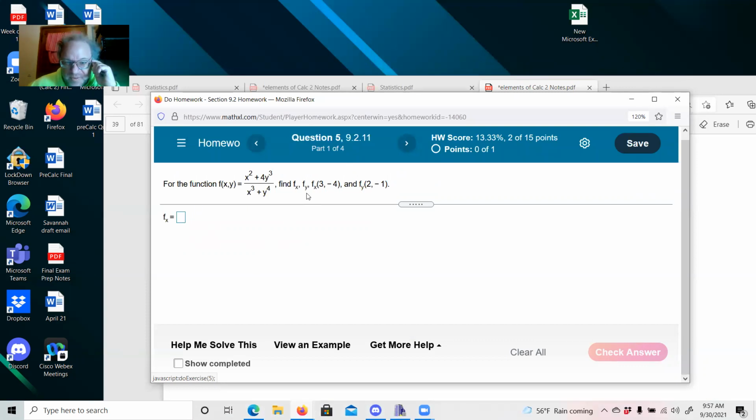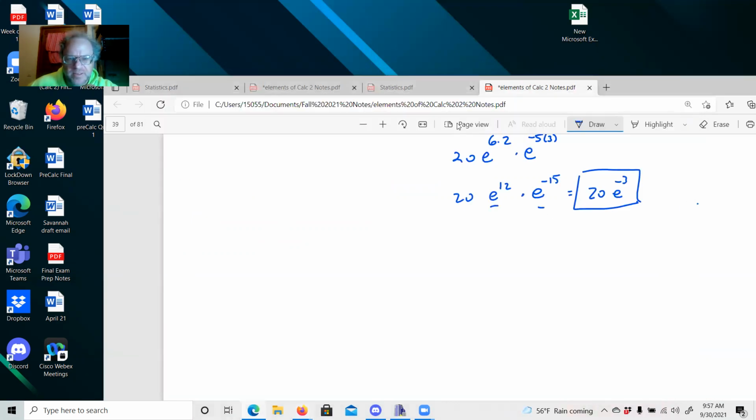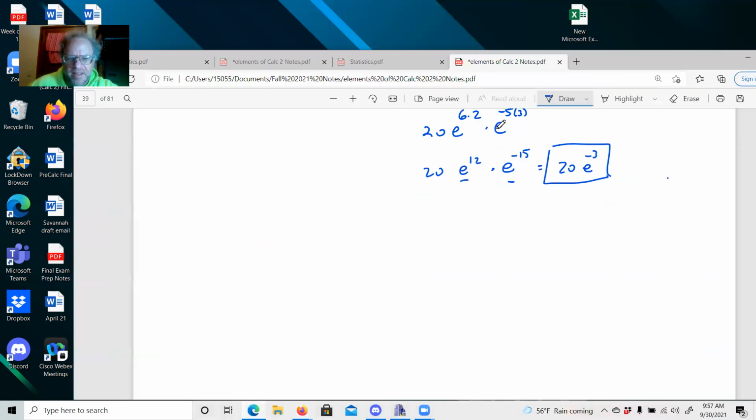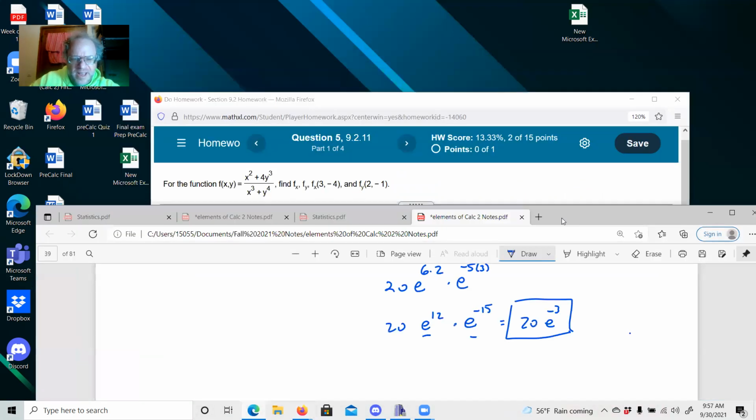All right, so we want to find the partial of x and the partial of y at this point. Okay, so let's see what we got. We have to write this thing down. So we have f(x, y) to be x squared plus 4y cubed over x cubed plus y to the 4th. All right, and we want the point (3, -4). We also want the point (2, -1).